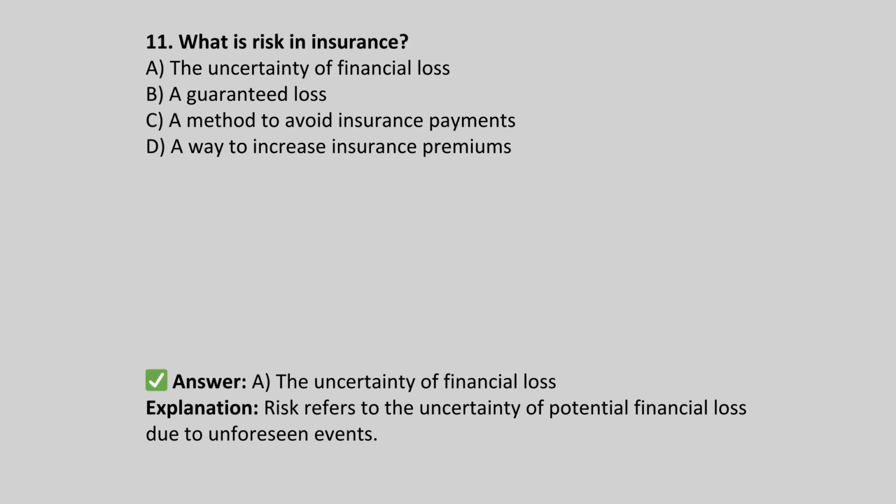What is risk in insurance? A. The uncertainty of financial loss. B. A guaranteed loss. C. A method to avoid insurance payments. D. A way to increase insurance premiums. Answer: A. The uncertainty of financial loss. Explanation: Risk refers to the uncertainty of potential financial loss due to unforeseen events.